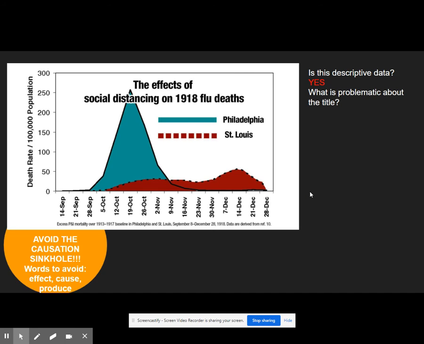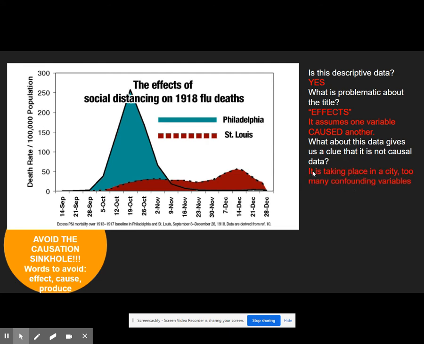There's a problem though with the title if this is descriptive data. The problem with this title is the word effects. When we're just collecting information about the death rate, and in this case the date, can we say that one thing caused it? No, we really can't. We can't assume that one variable caused another, right? So this title is problematic. The data itself isn't, but the title is very problematic. So what about this data gives us a clue that it's not causal data?